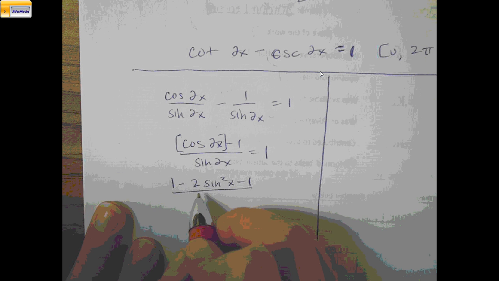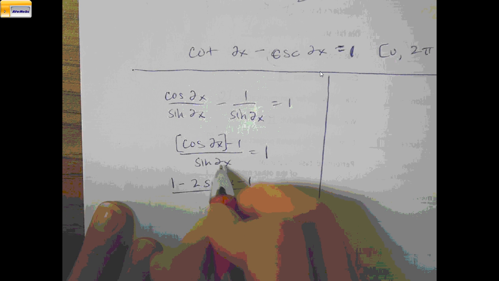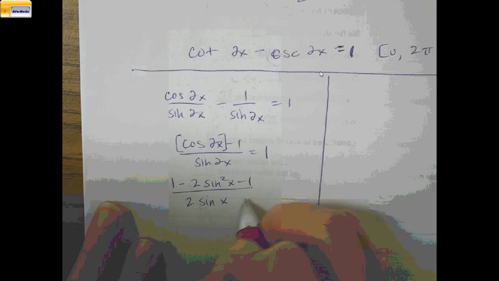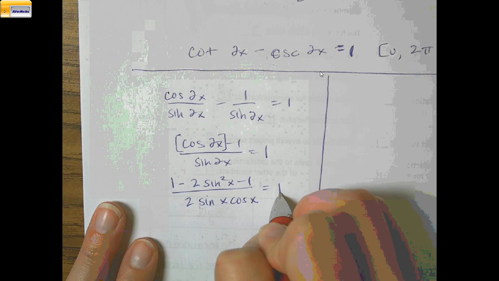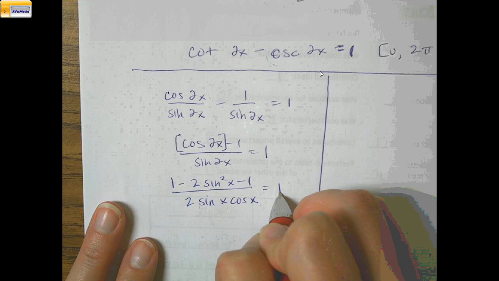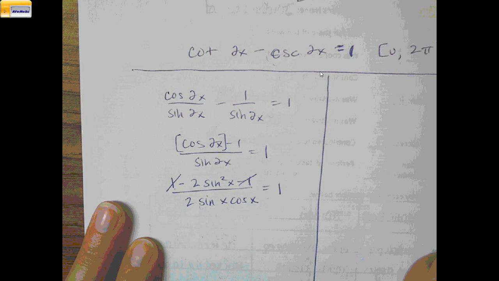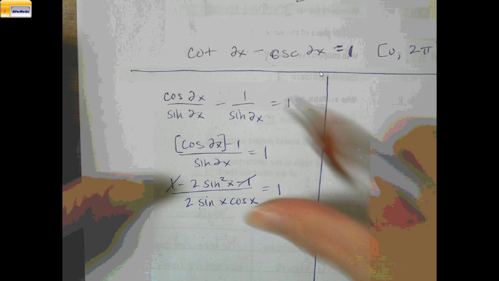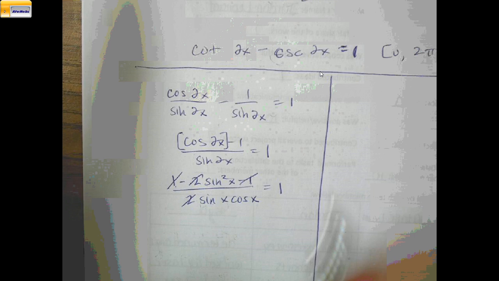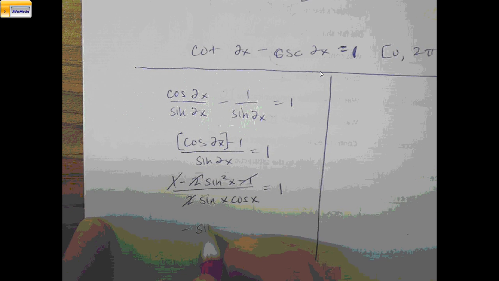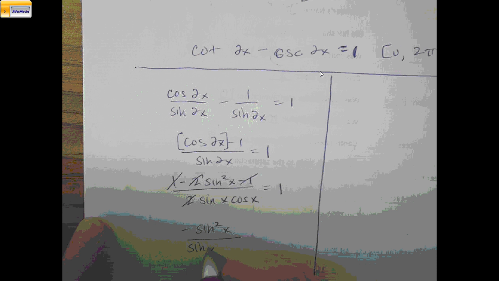Which actually, I'm going to go ahead and change this. It's got an identity and it's 2 sine x cosine x. So if I do that, this 1 minus 1, those go away. So I'm left with just this guy that's left. The 2's will cancel. So I have negative sine squared x over sine x cosine of x equals 1.